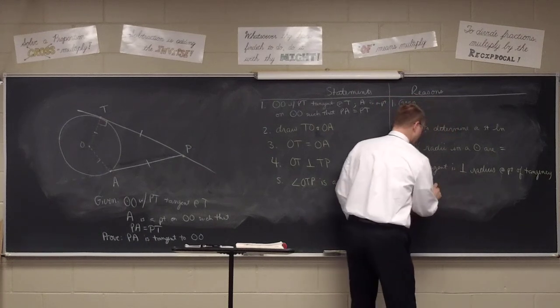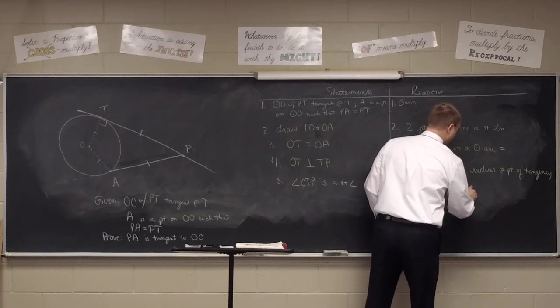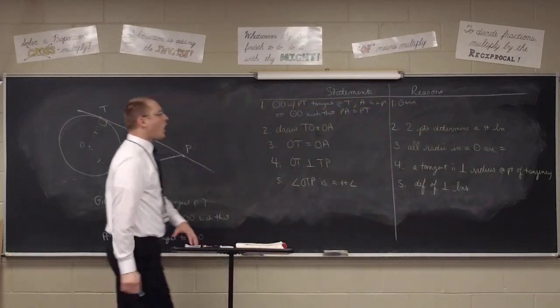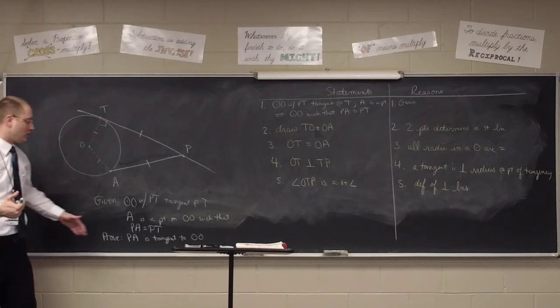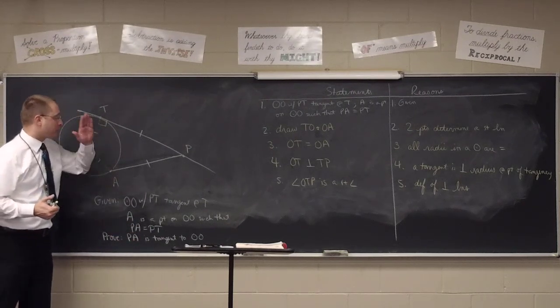Good definition of perpendicular lines. So I've got this right angle. Okay, all of that's just kind of clang, right? Now, that's how we start every proof, is get all your clang. Now let's transition. How do we want to prove this? I want to prove this is a tangent.